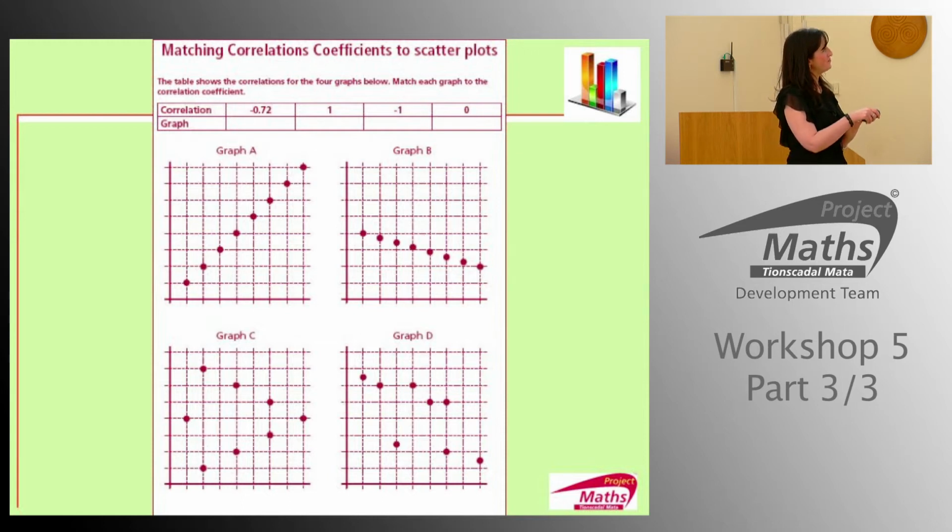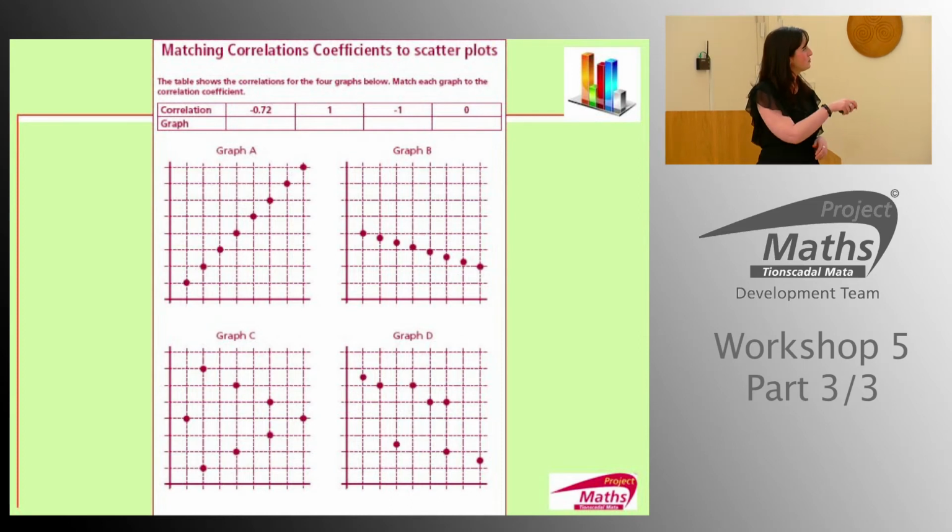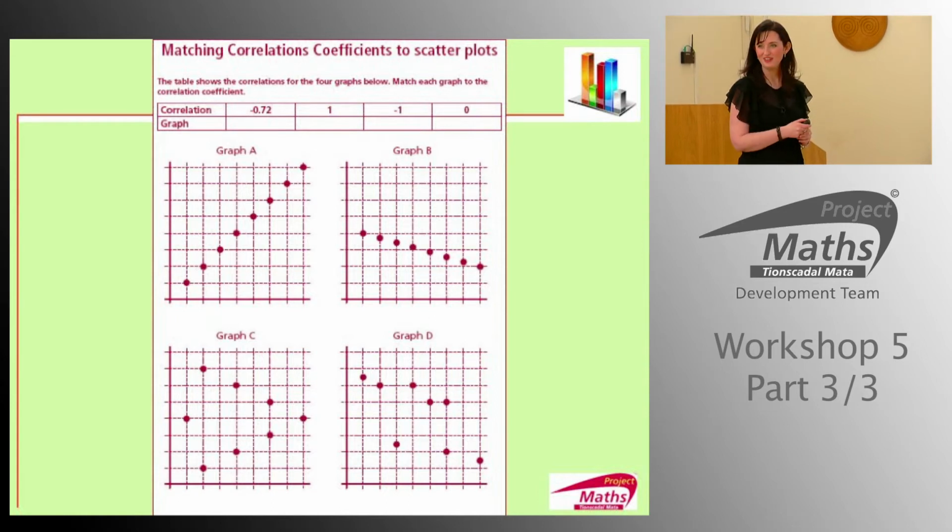Now, would you forgive one of your students for thinking that B was potentially minus 0.72? Why would they maybe think that that one was minus 0.72?